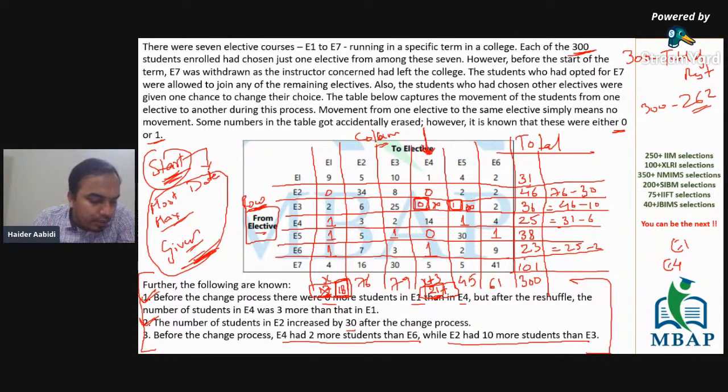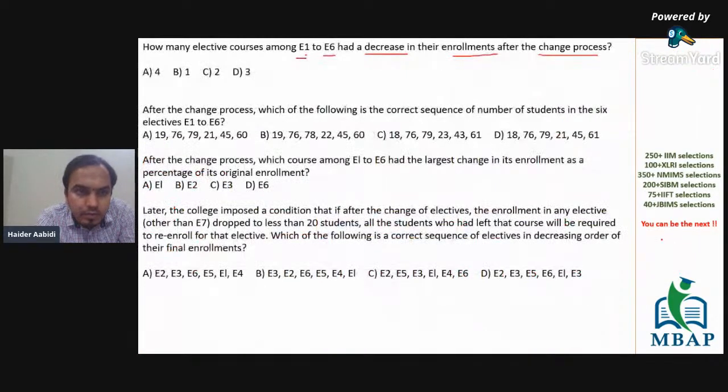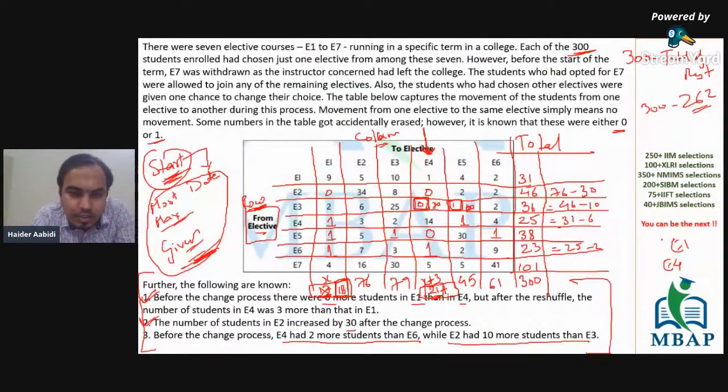Any hands? Like people are clear? Yes, Andrilla. Yes, Andrilla. Tell me. More people. Are you getting it? Yes. So how many elective among E1 to E6 had a decrease in their enrollment after the change process?